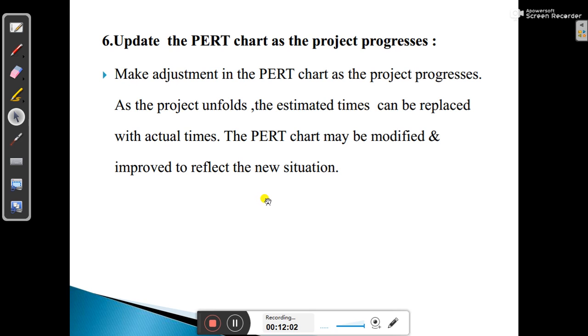In the sixth step, update the PERT chart as the project progresses. Whenever the project progresses, you need to update the PERT chart, because sometimes time might be exceeded or time might be reduced at some point. That needs to be updated in the PERT chart because it will give you a more updated value of the completion time.